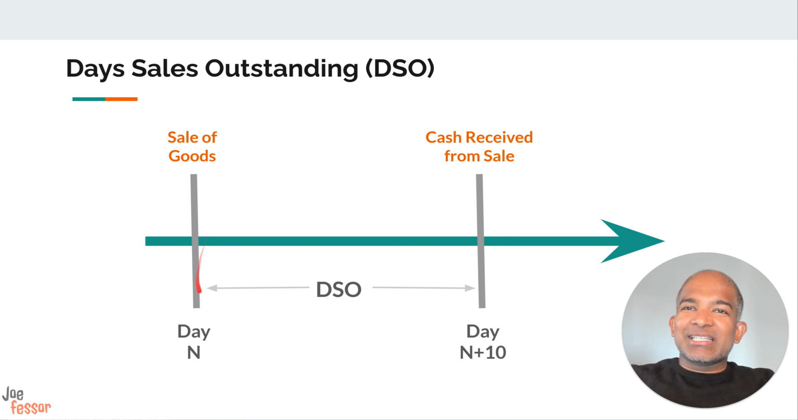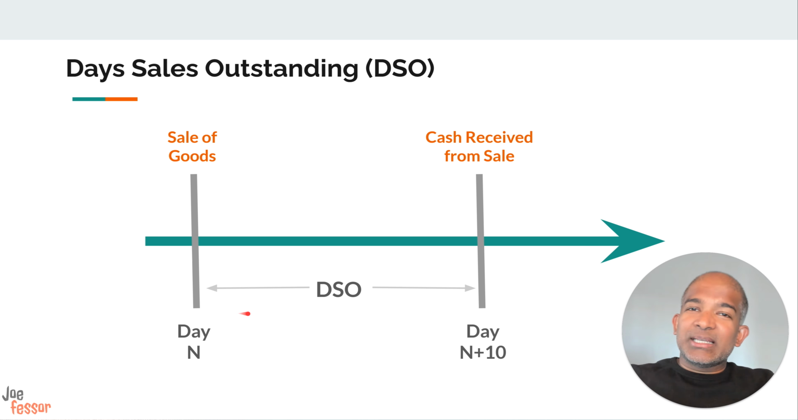Imagine a company makes a sale on day N. This is the point where the goods or services are delivered and an invoice is issued to the customer. Now the customer doesn't pay immediately. In this example, it takes them 10 days to settle the invoice. So we receive the cash on day N plus 10. This 10-day period is the DSO in this scenario. It's the time gap between making the sale and receiving the cash.